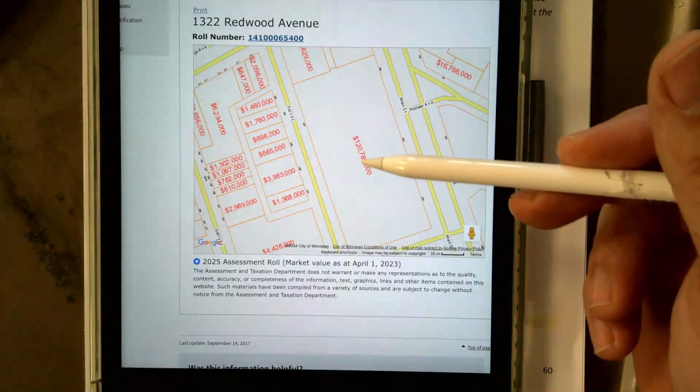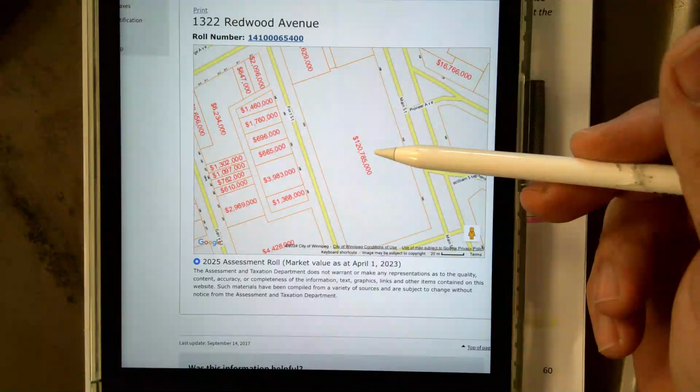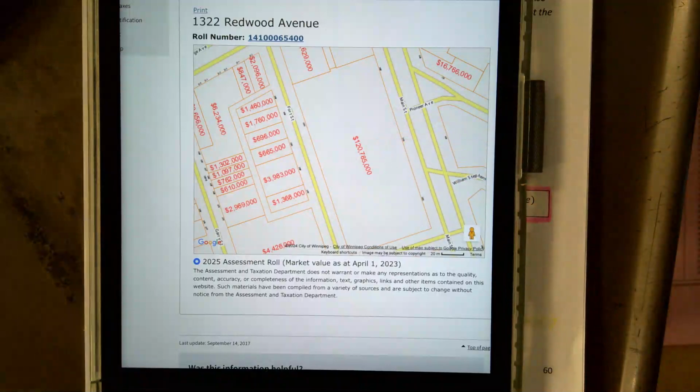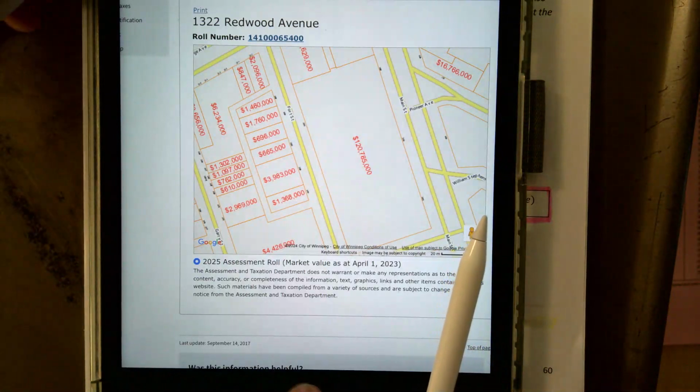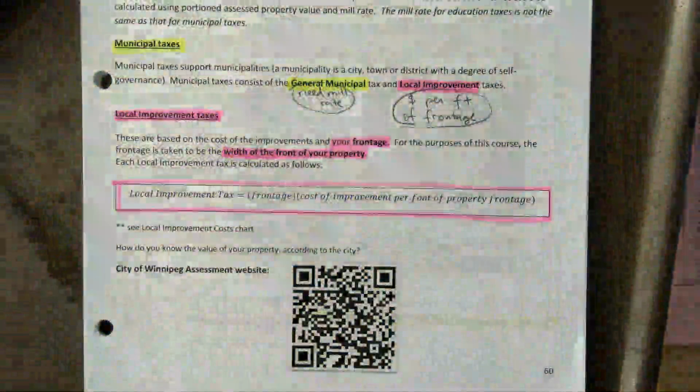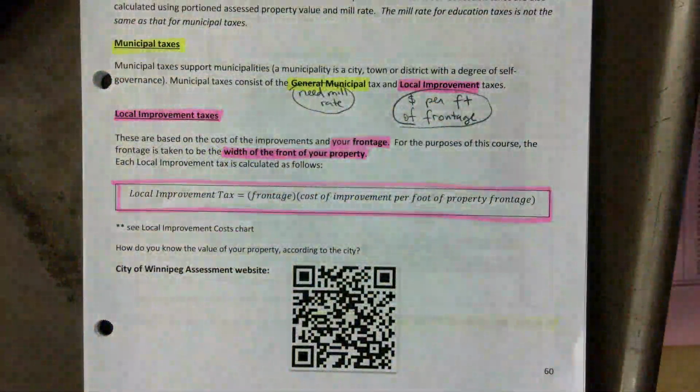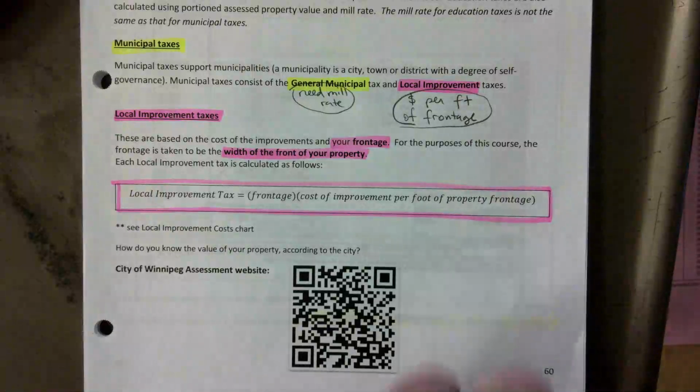But this is expensive, right? So the city taxes this, right? So they make lots of money. The more your property is worth, the more money they make. So keep that in mind. Downtown is a very big revenue source for the city. Anyways, that's that QR code, in case you were wondering.